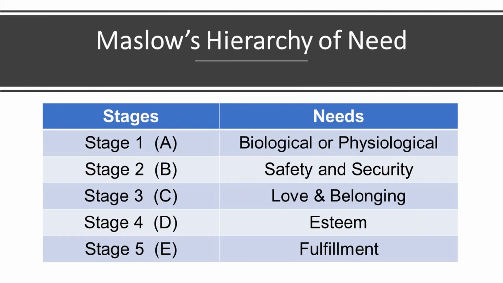Stage 1 represents the biological or physiological needs. Stage 2 represents the safety and security needs. Stage 3 corresponds to the love and belongingness needs of human. Stage 4 represents the esteem needs. And finally, Stage 5, or also known as the fulfillment needs, represents the top level of every human needs.